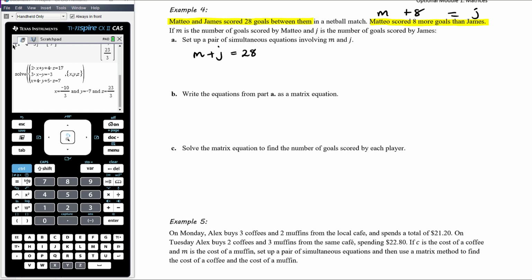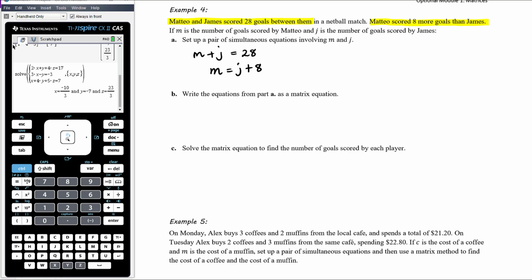But that equation is not correct because that's saying that James's score is Matteo's score plus 8, okay, which is not what the sentence says. The sentence says that Matteo scored 8 more goals than James. So Matteo's score is James's score plus 8. So be careful about that interpretation.